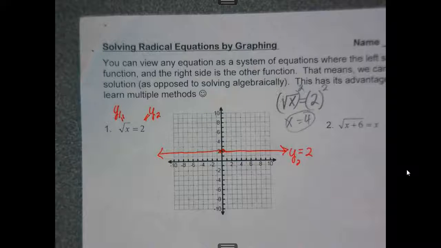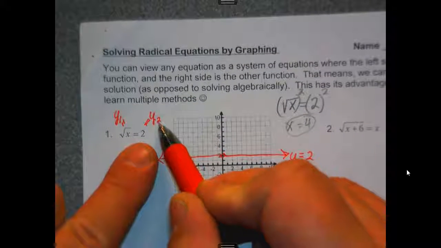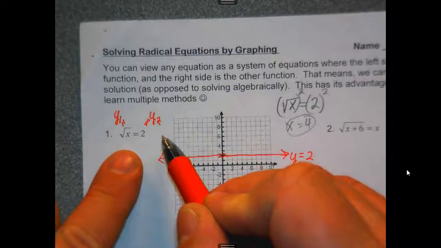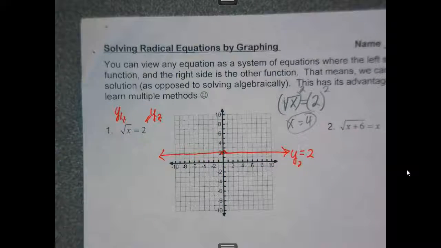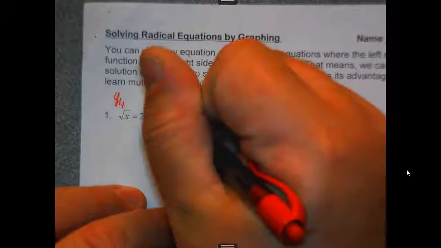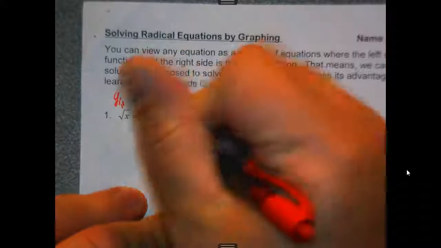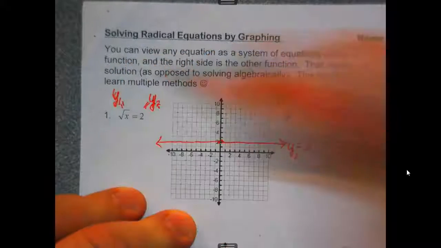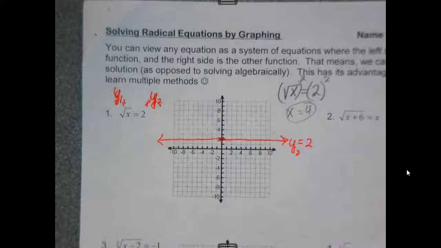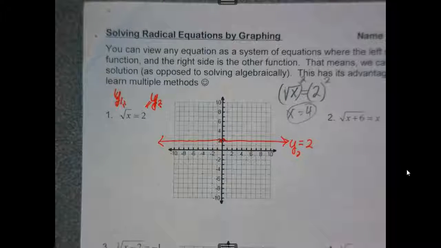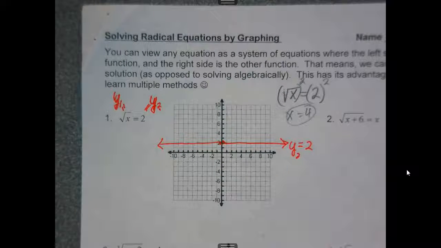Yes, ma'am. This is a subscript 2. Oh, that's a y. Why don't you move closer? Well, that would work too if you had glasses on.